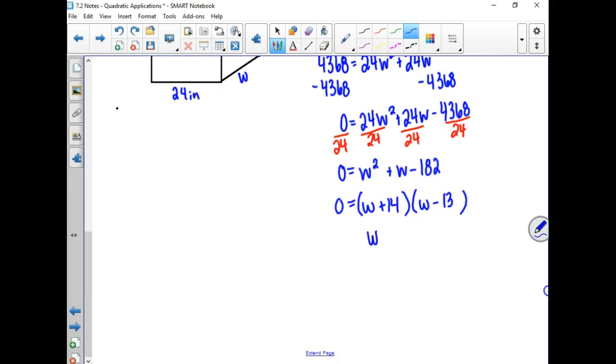So we will get W equals negative 14, which we will disregard, and W equals positive 13, which is going to be our answer. So we know that our length was 24 inches. We just found that our width is 13 inches. And then the height is 1 inch longer than the width, so that means our height is going to be 14 inches.